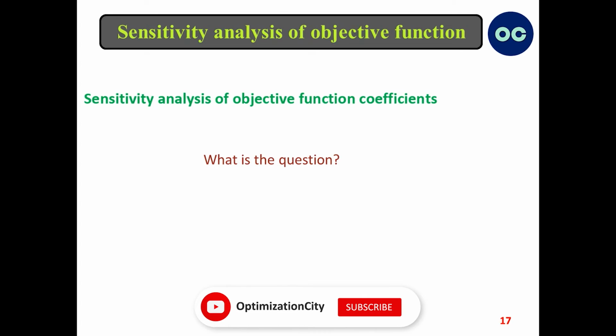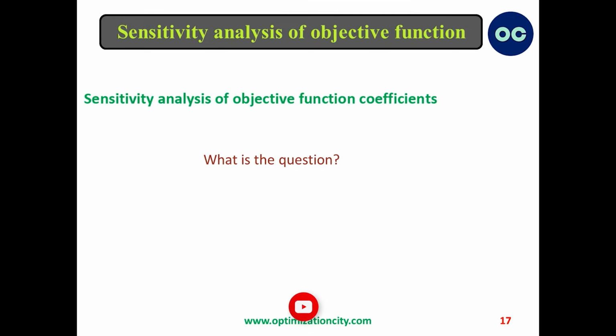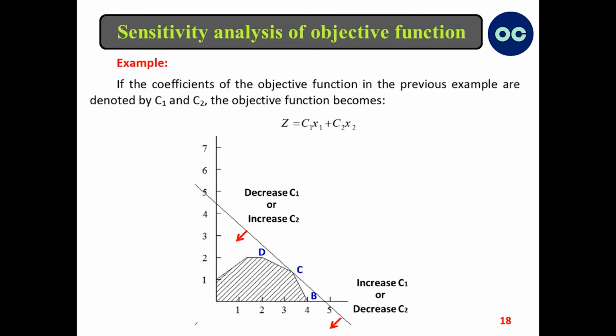The objective sensitivity analysis seeks to address the following question: how much can the coefficient of the objective function be changed, increased or decreased, without changing the optimal solution? In the previous example, let's denote the coefficients of the objective function as C1 and C2. The objective function can be expressed as follows: z is equal to C1 times x1 plus C2 x2. As depicted in the diagram below, when C1 increases and C2 decreases, the objective function line rotates clockwise around point C.